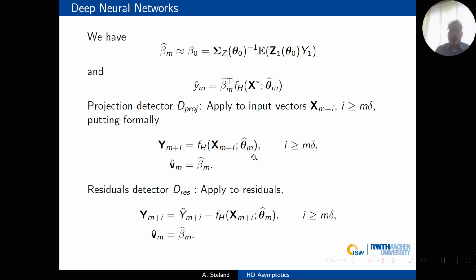using the trained weights. And the estimated projection vector is the least squares estimate of the weights of the linear output layer. In addition, one should run a residuals detector. This is applied to regression residuals. So here we set y_{m+1} equal to the residual or the squared residuals, and again use the trained weights of the linear output layer as the projection vector.